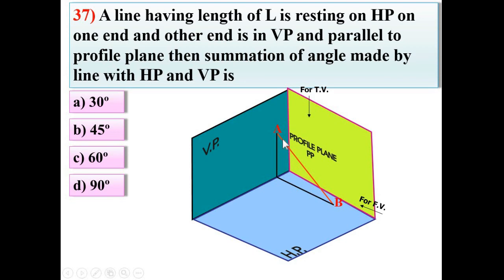So this is the angle made by the line AB with VP, and this is the angle made by the line AB with HP. And if you look at this triangle, that is actually a right angle triangle, and you know that for any triangle the summation is always 180, but here it is a right angle triangle, so it is 90. So always the summation of these two is also 90. So you select the correct answer as 90.